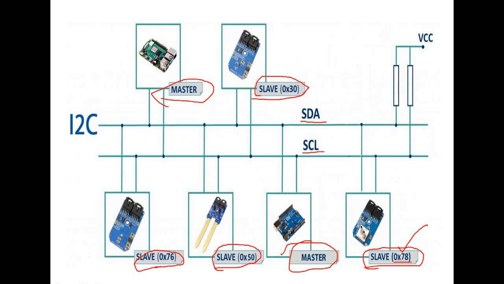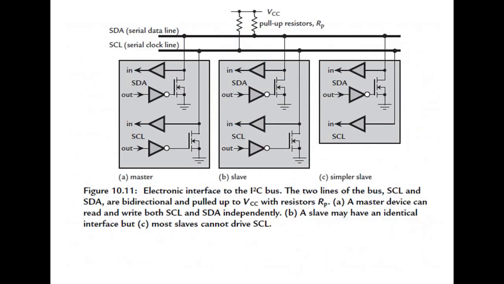This diagram shows your multi-master, multi-slave communication model. Here you can see the electronic interface to the I2C bus for a master and two slaves. You have one master and two slaves connected. Remember one point: the master can drive both lines, serial clock and serial data. On the other hand, slaves must always be able to drive the serial data line only.